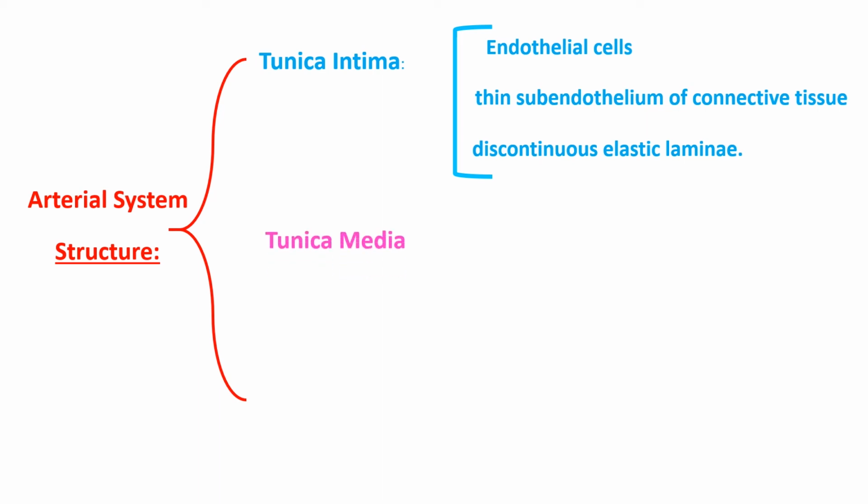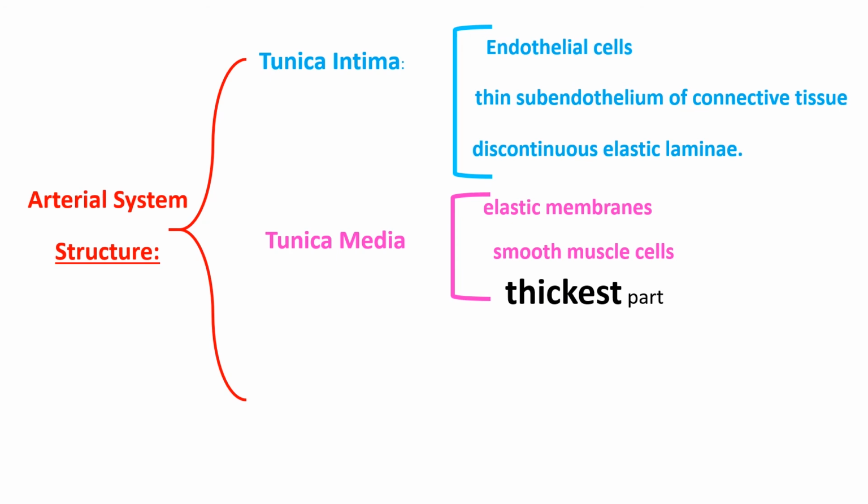Then the middle layer is called tunica media, and it can have elastic membranes and smooth muscle cells, and this is the thickest part of the wall. Then tunica adventitia, this is a thin layer of connective tissue fixing the arteries to surrounding structures.